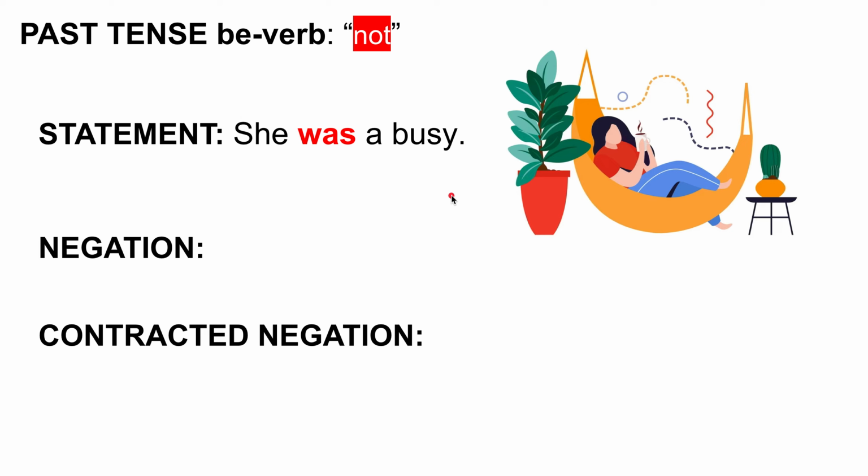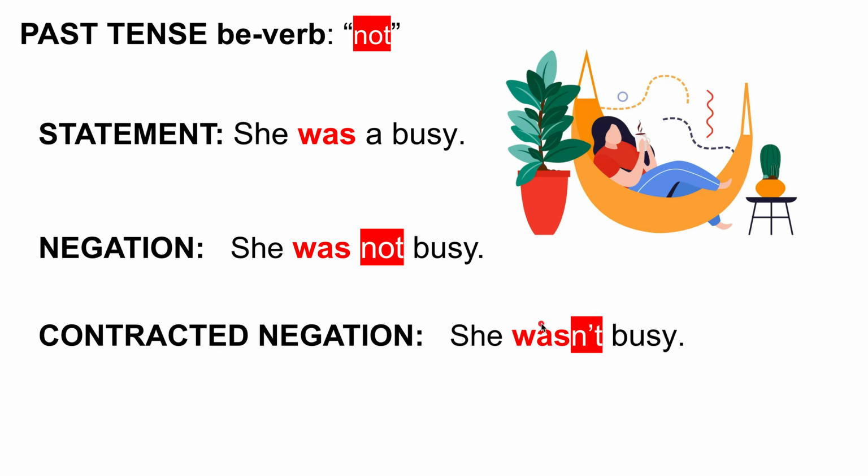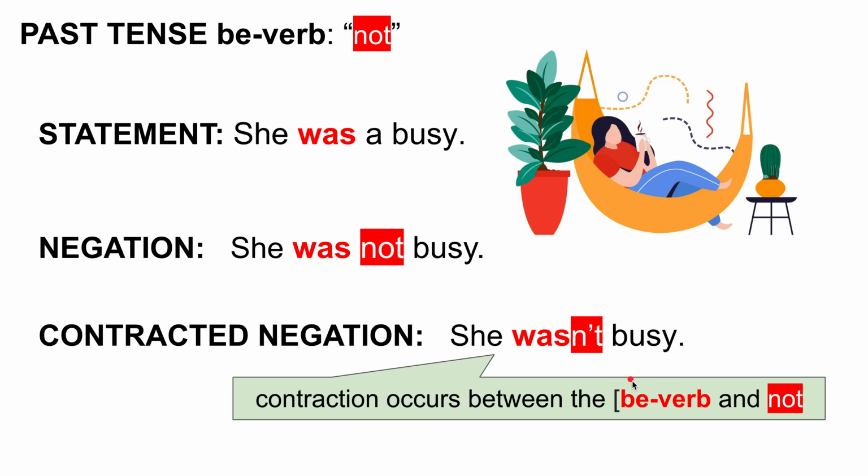Let's look at some other examples. She was busy. True? No. So we're going to add negation. She was not busy. We can also do contracted negation. She wasn't busy. The contraction happens between the be verb and not. Was not, wasn't.